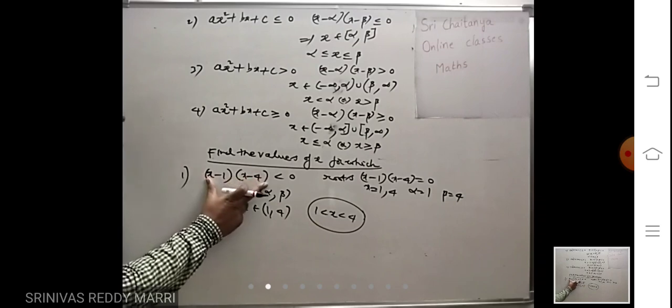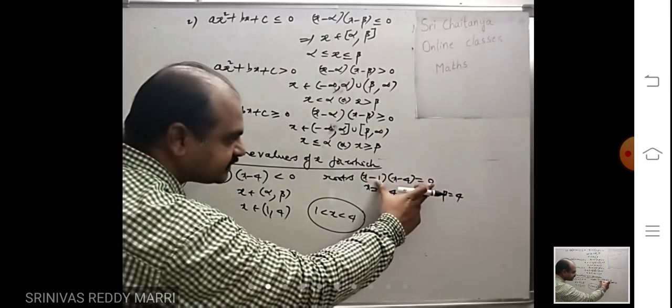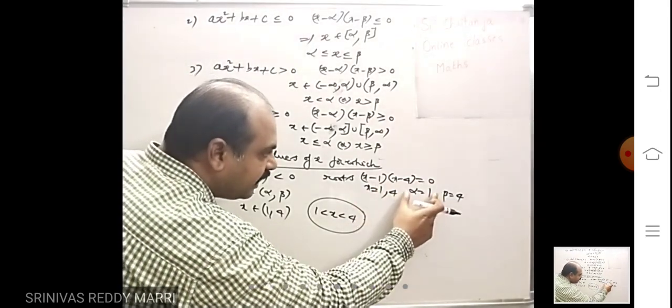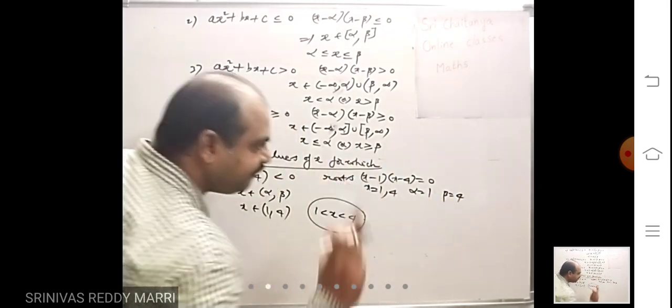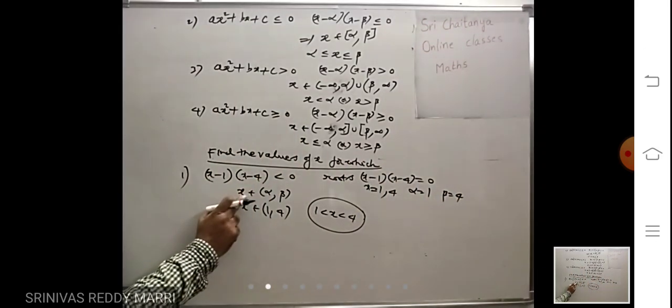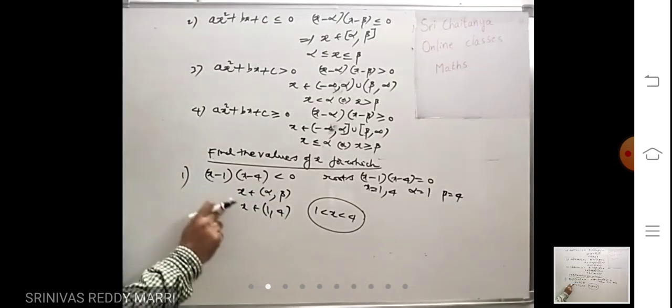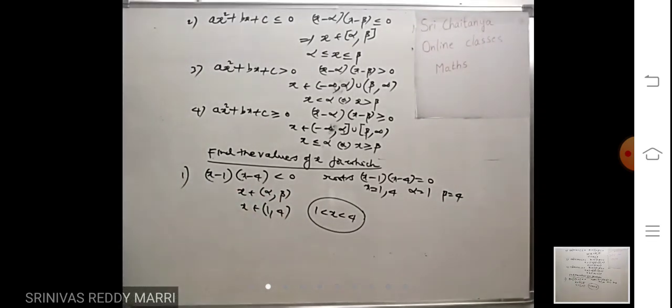This is in factorized form. Find the roots first. Roots are 1 comma 4. Smallest one is alpha, biggest one is beta. Less than 0 means the answer is alpha comma beta. So the solution of this inequality is open interval (1, 4). That means x lies between 1 and 4.